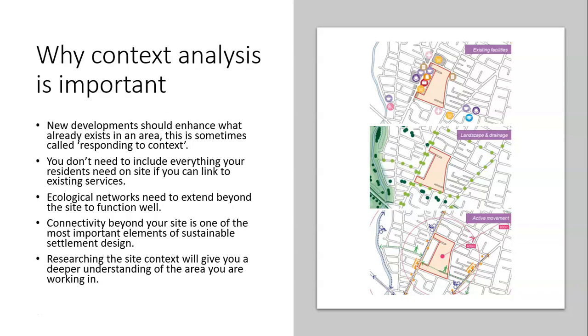Connectivity beyond your site is one of the most important elements of sustainable site design. We want to minimize the need to use an individual car or individual transportation where possible. So that doesn't mean that you obviously won't have road networks, but we want to make it possible for people to travel to the site and from the site in sustainable ways. So thinking about how your site can link up to and enhance the existing transport network is really important, as is thinking about things like pedestrian networks and cycle paths, cycle networks.